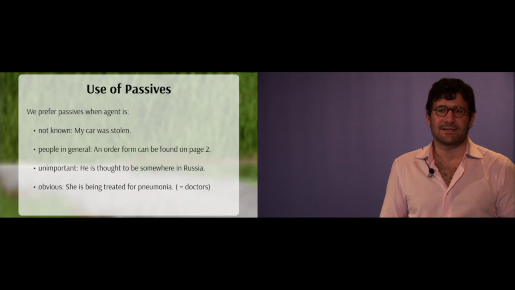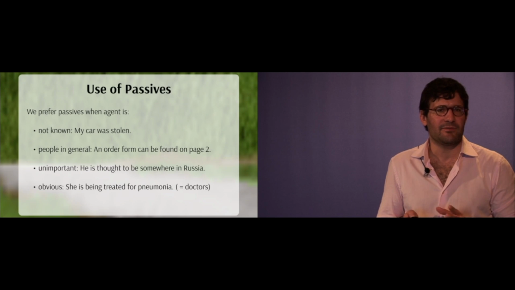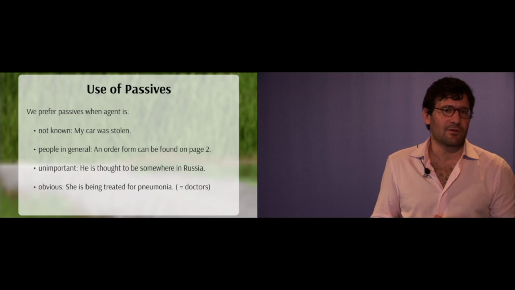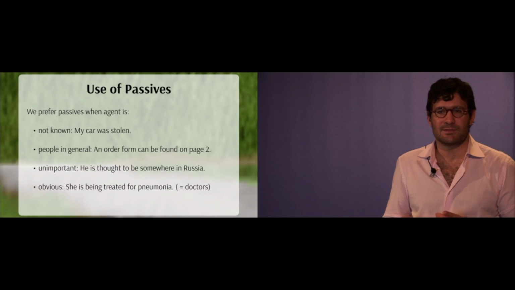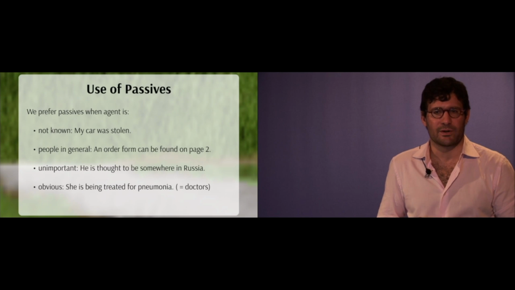We also use a passive when the agent is unimportant. He is thought to be somewhere in Russia. Well, what's the focus on? Well, he is somewhere in Russia, and people think that he's somewhere in Russia, or he's thought to be somewhere in Russia. Is he in Russia? Is he not in Russia? We don't know. But it expresses this idea of an uncertainty. He is thought to be somewhere in Russia. It's this idea that the agent is unimportant here.